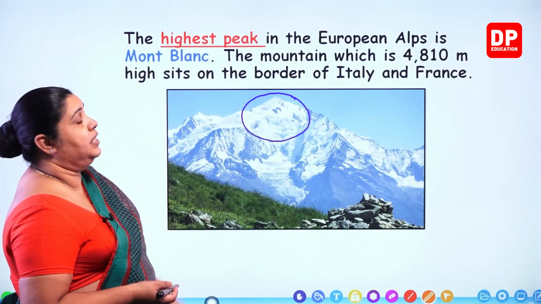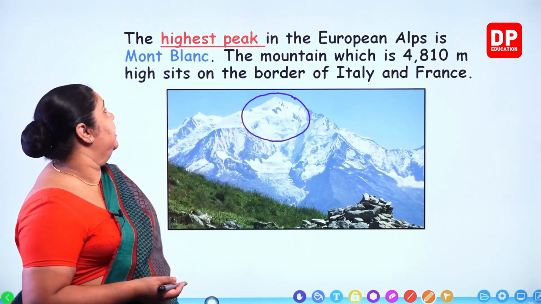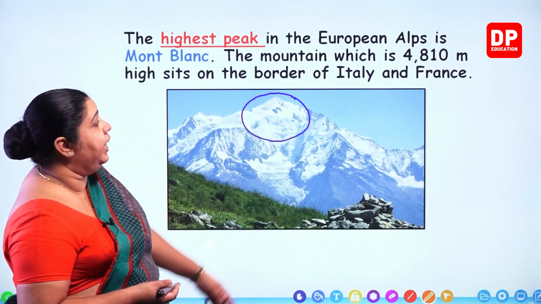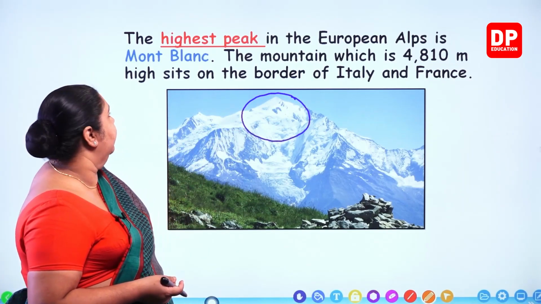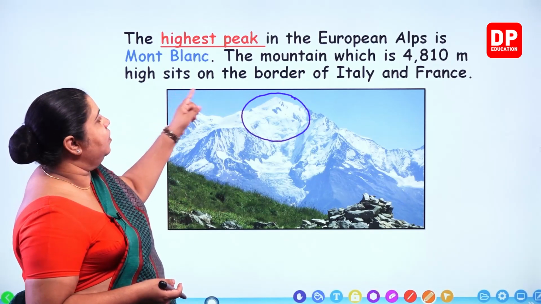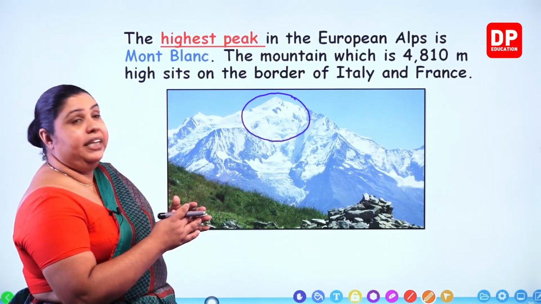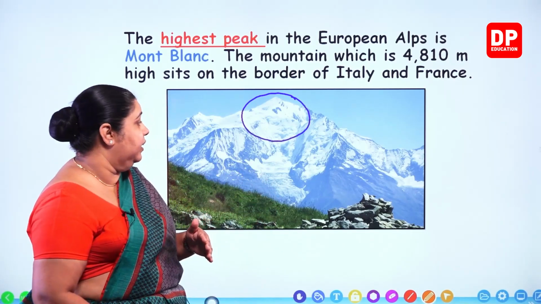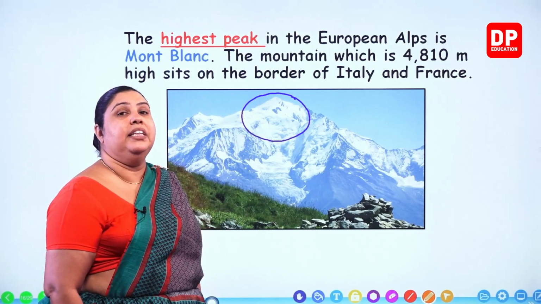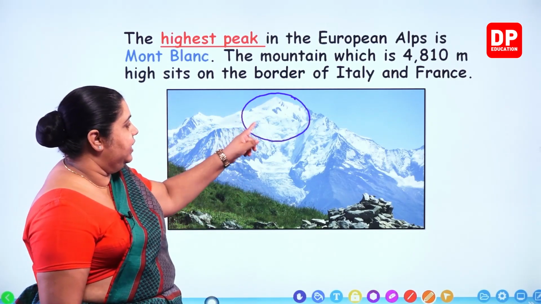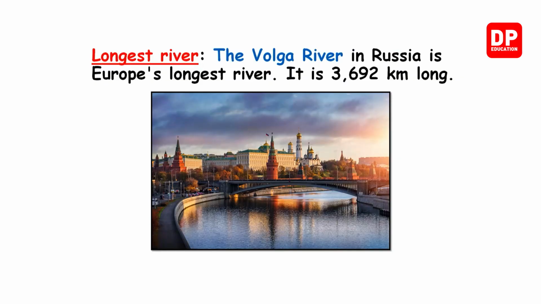The mountain which is 4,810 meters high. How high is that? 4,810 meters high is this mountain we are talking about. It sits on the border of Italy and France. Mont Blanc is situated between the borders of Italy and France, in the Alps mountain range. So this is the picture of Mont Blanc. You can have a look.